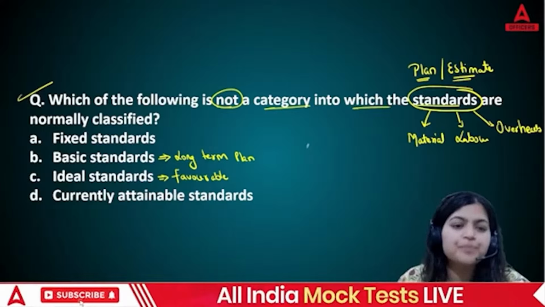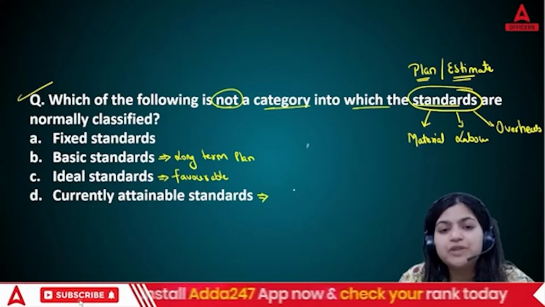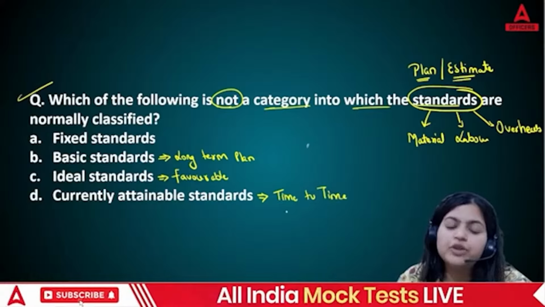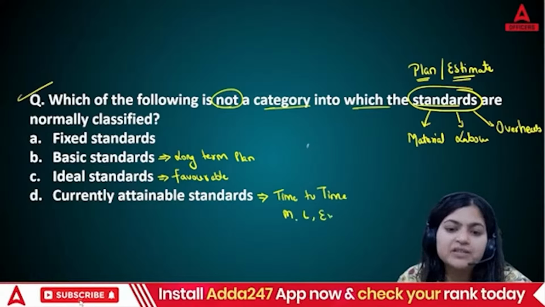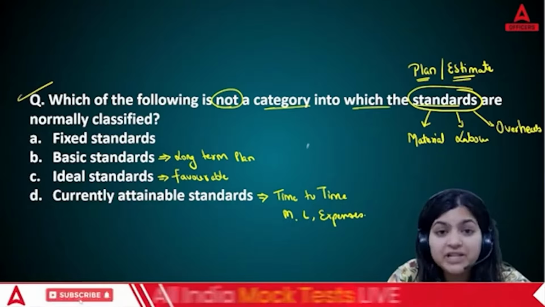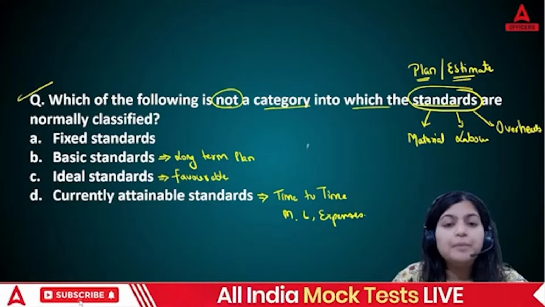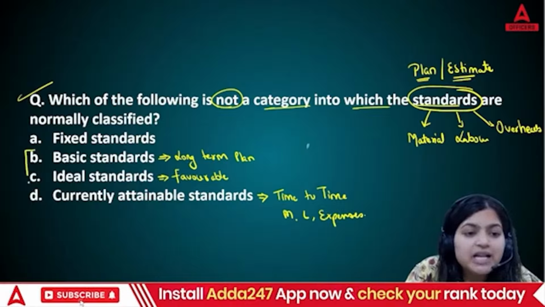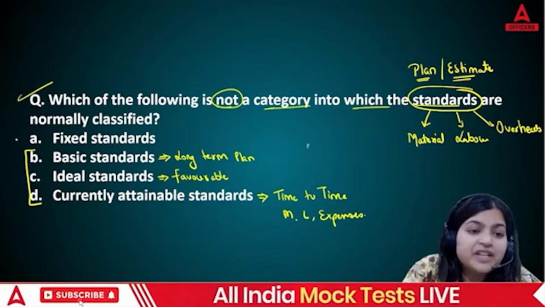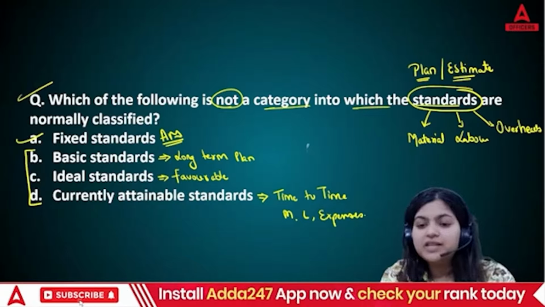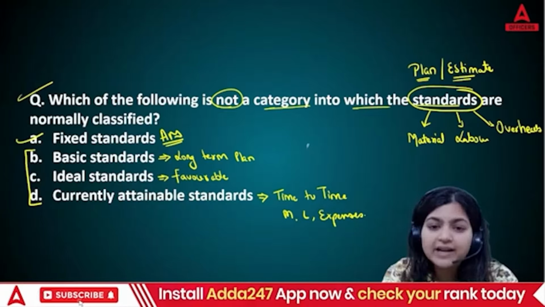So this is your ideal standard, which says that our business will be never under any risk. That is wrong. And from time to time you are updating material, labor, expenses, cost, and you are updating your budget, you are updating your estimates based on your scenarios, that is currently attainable standards. So these are the three classifications of your standard, but fixed standards is not your answer. So right answer is answer A. Yes, this is direct theoretical question. Next.